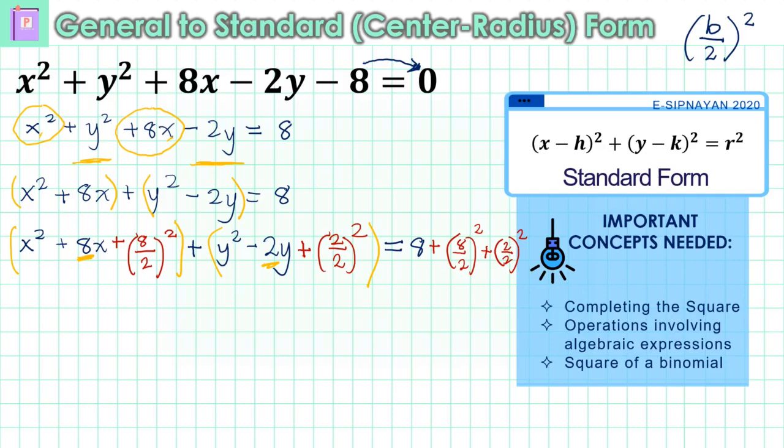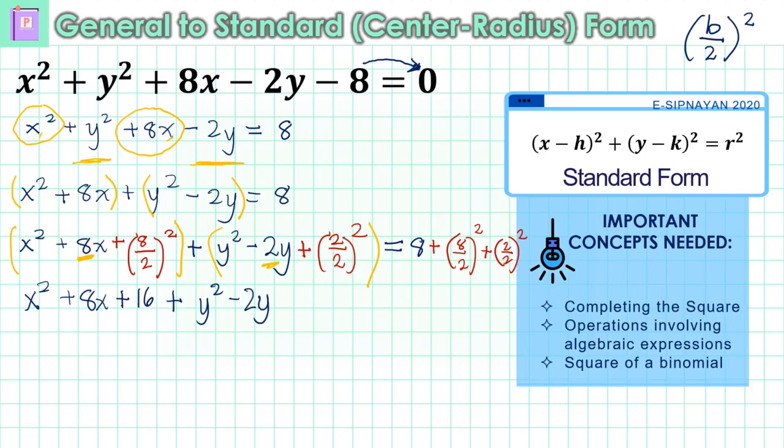Next, we are now going to simplify the left and right hand side of the equation. So this will now become x squared plus 8x. Let's now simplify 8 over 2 squared. 8 divided by 2 is 4. Squared is 16. So we are going to add plus 16. Then copy the operation addition. Copy y squared minus 2y.